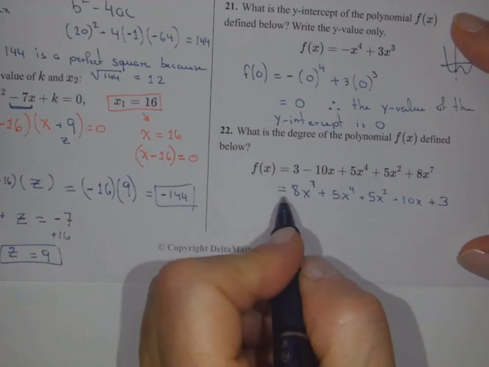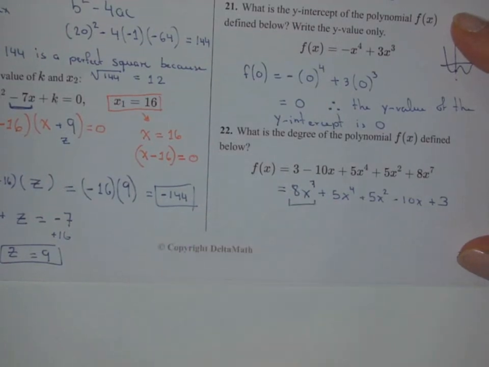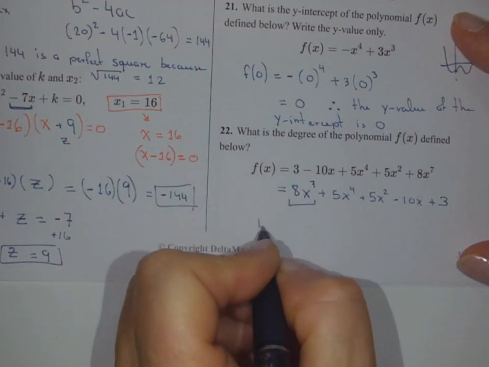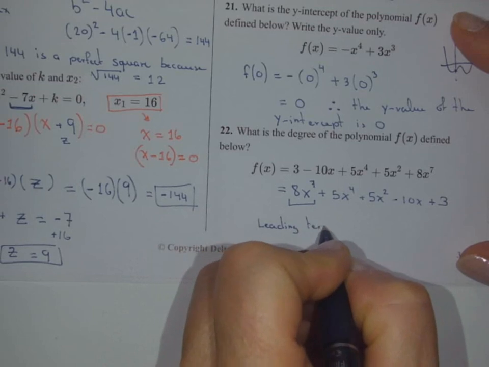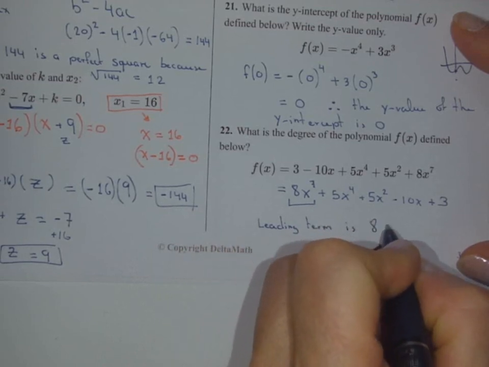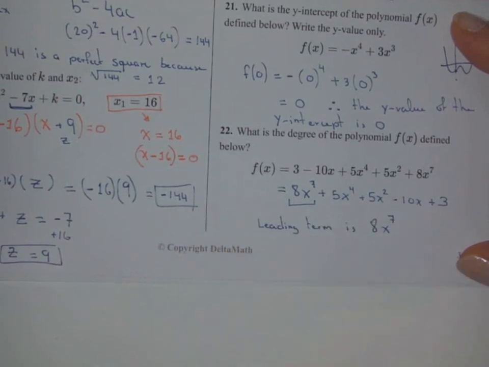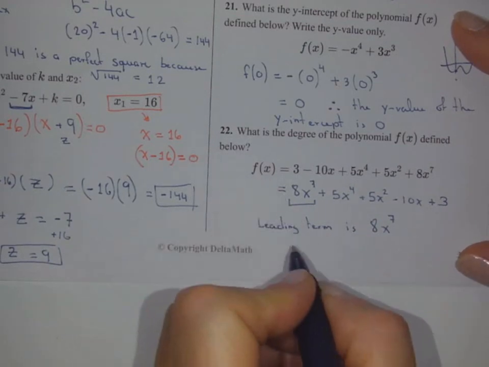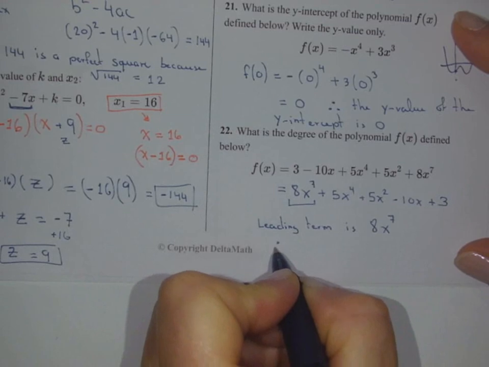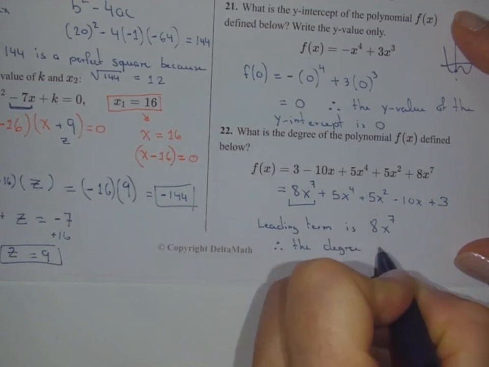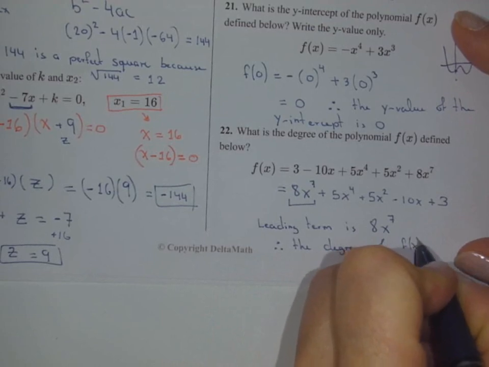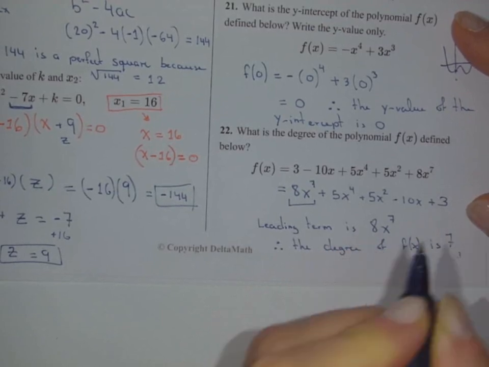And now I can look at the leading term, and this will be this one, right? So my leading term is 8x to the 7th, and the exponent of the leading term gives me the degree of the polynomial. Therefore, the degree of f of x is 7.